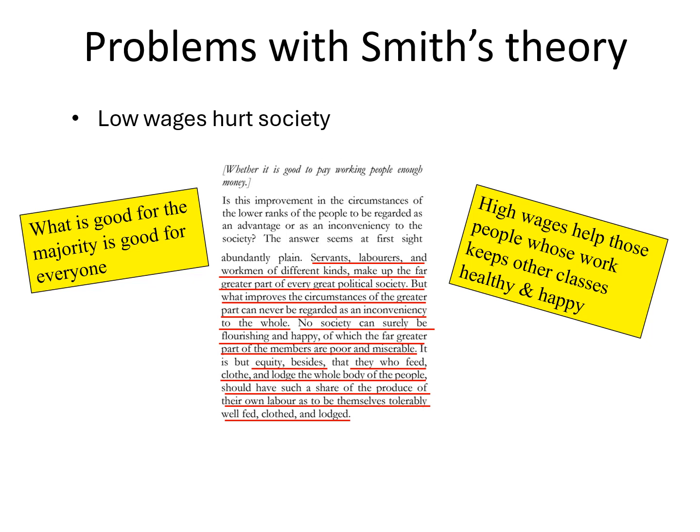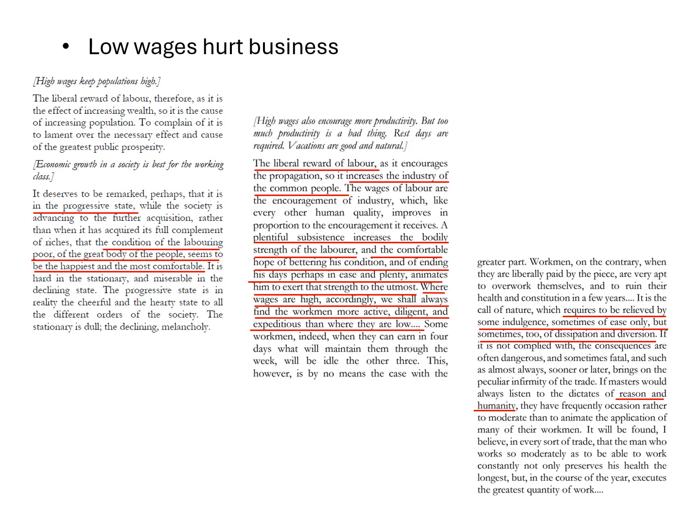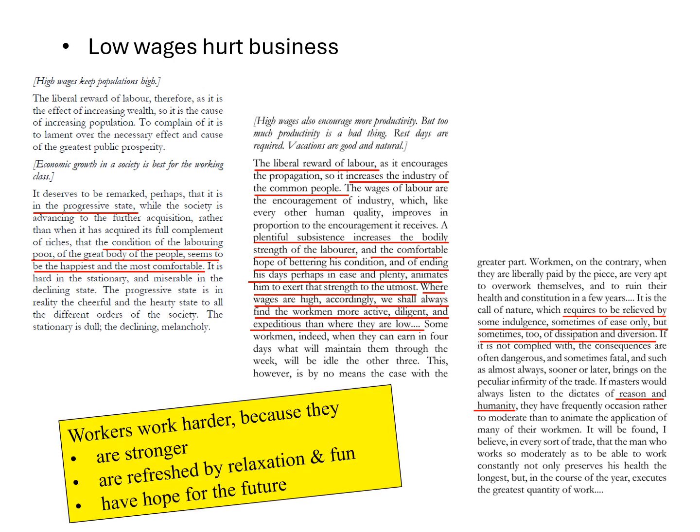And he does think it's only fair that those people who work to feed and clothe and lodge the majority of the population should have enough that they are, as Smith says, tolerably well-fed, clothed, and lodged. He also thinks that low wages hurt businesses. Workers work harder if their wages are higher because they're stronger. Smith thinks that workers should have some relaxation. They should even have the ability to have some fun.